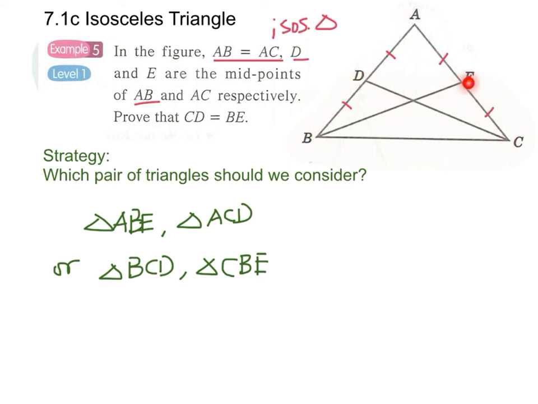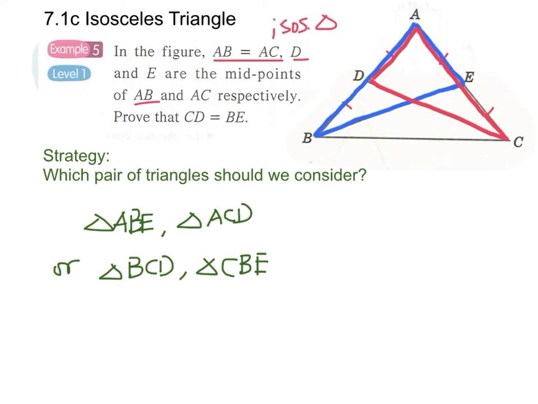These pair of triangles have sides related to CD and BE. And the other pair will be BCD and CBE. Again, these pair of triangles have sides related to the sides to be proved. Let's just consider the first pair first. ABE, the blue one. ADC, the red one.